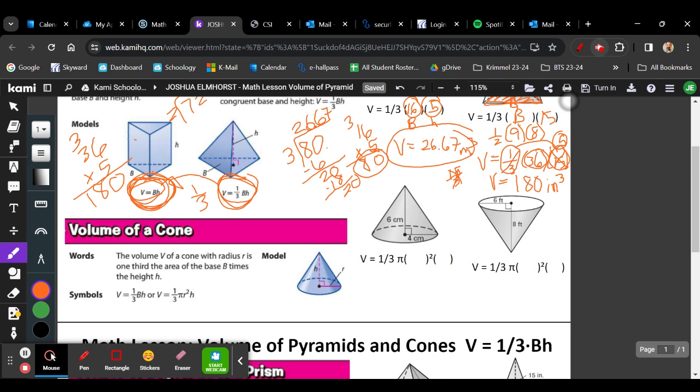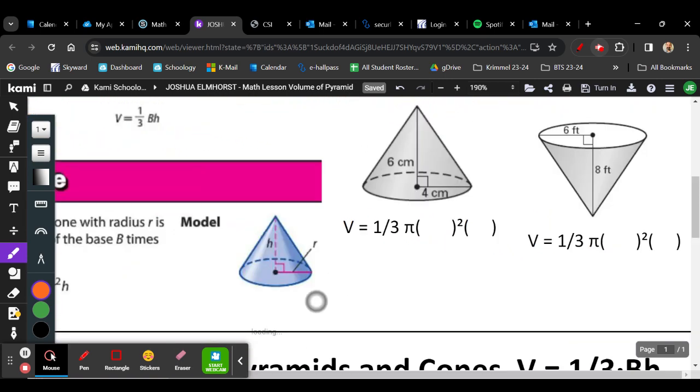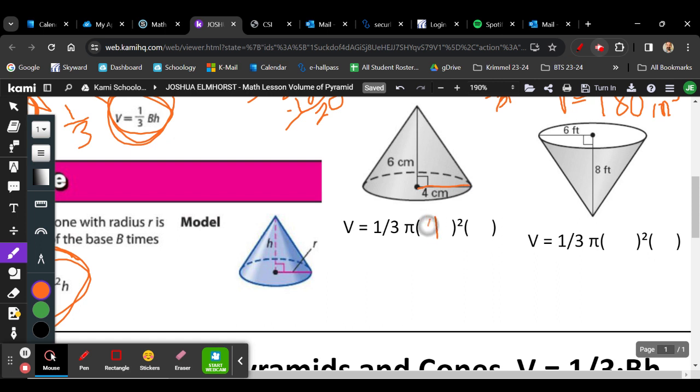Even though the cone has a circular base, we're actually going to use the same concept. It's a circular pyramid, otherwise known as a cone. So we're going to use 1/3 times the base area times the height. But with the cone, we are going to have radius squared times pi. Right here, radius is 4. The height is 6. We have 1/3 times pi times 16 times 6.